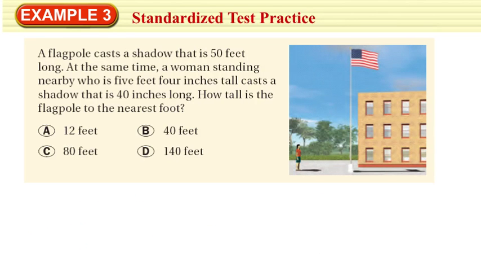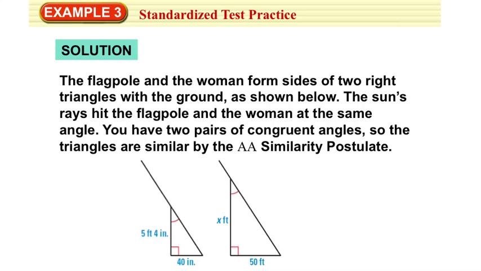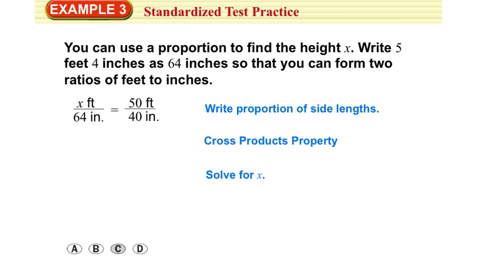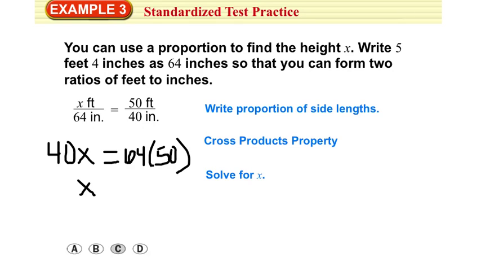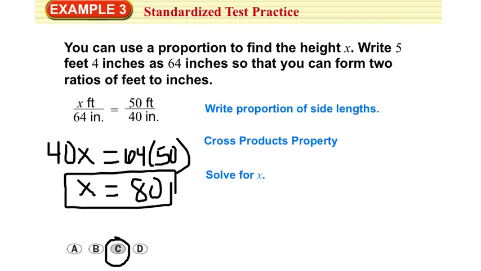This third example is just really for you to see some standardized test practice, so read it and check it out on your own. Hopefully you can identify that we do need to set up a proportion comparing the following. And in setting up that proportion and solving it by cross-multiplying, you get 40x is equal to 64 times 50, and divide, and you get x equals 80. And that was letter C.